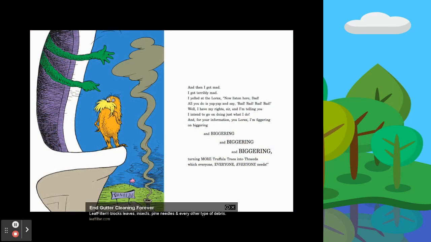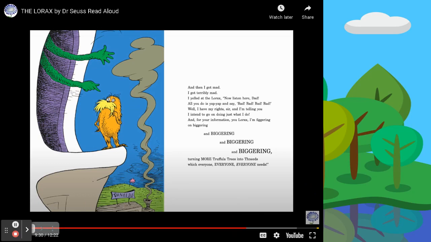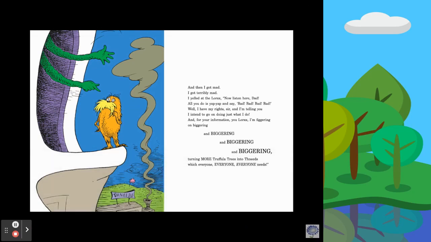And then I got mad. I got terribly mad. I yelled at the Lorax. Now listen here, Dad. All you do is yap yap and say bad, bad, bad, bad. Well, I have my rights, sir, and I'm telling you, I intend to go on doing just what I do. And for your information, you Lorax, I'm biggering and biggering and biggering and biggering, turning more truffula trees into thneeds, which everyone needs.